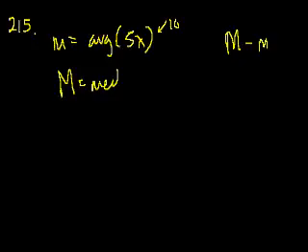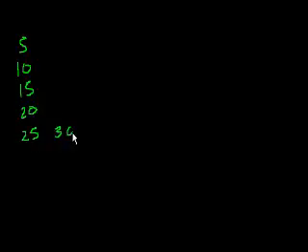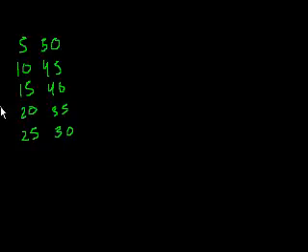So let's just write them out. I think that's the simplest way to do it. First 10 positive multiples of 5, so we won't count 0. 5, 10, 15, 20, 25, 30, 35, 40, 45, and 50. I just thought of writing it that way for a reason.